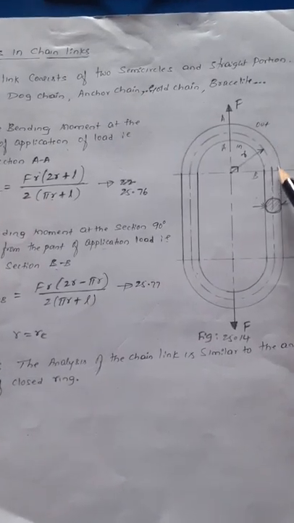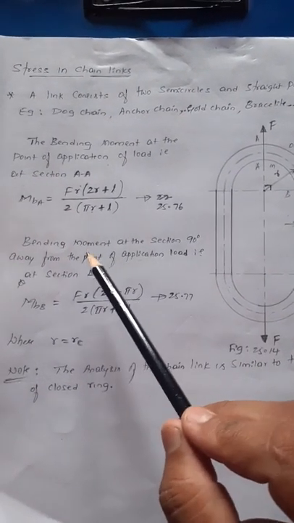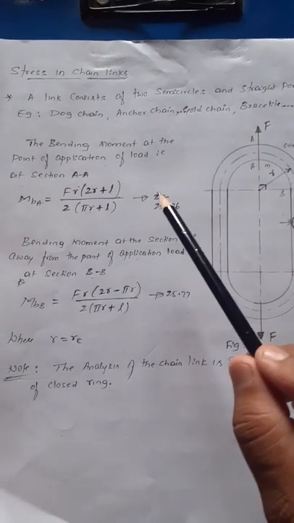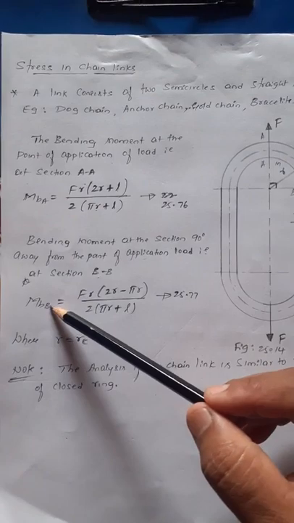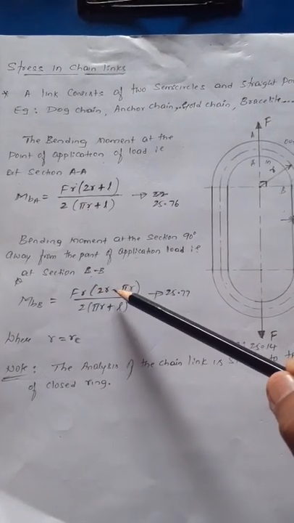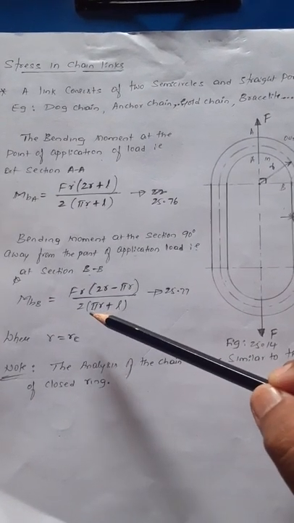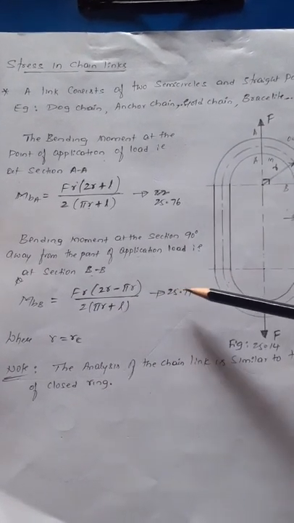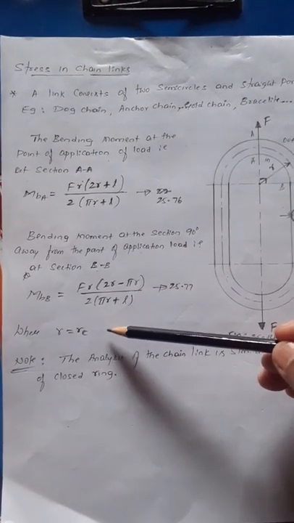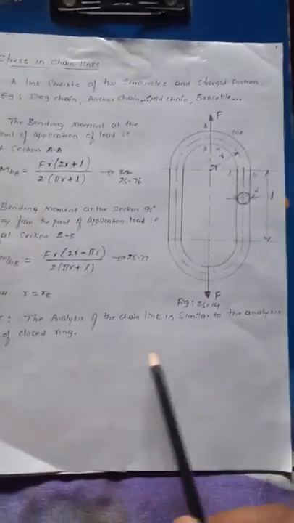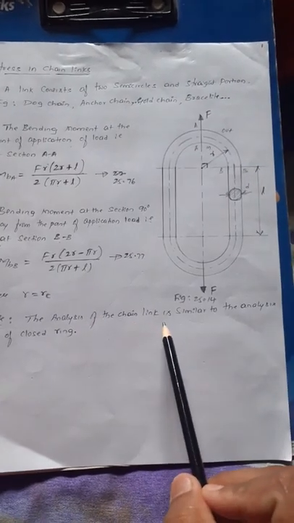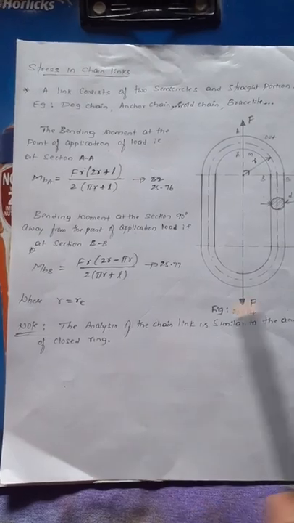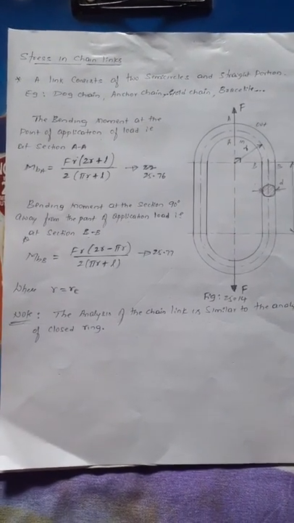Then what will be the bending moment at section BB? That is 90 degrees away from the point of application of load. The bending moment at point B is F r times (2r minus pi r) divided by 2 times (pi r plus L). That is 25.77, where R is nothing but RC. The remaining procedure is the same as the closed ring. The analysis of a chain link is similar to the analysis of a closed ring. Now we'll solve the problem, then we'll come to know that.